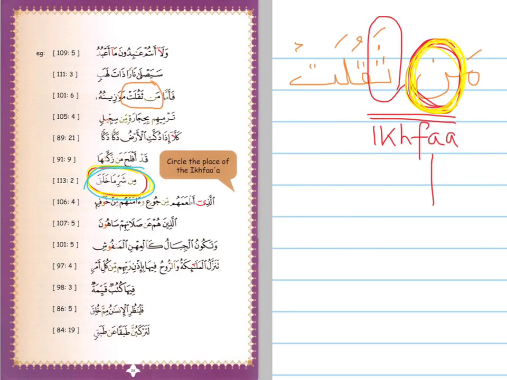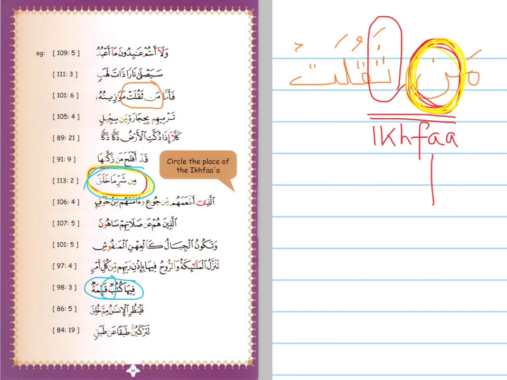Let's look at another one. This one here. فيها كتب قيمة. The N sound has almost gone. فيها كتب قيمة.